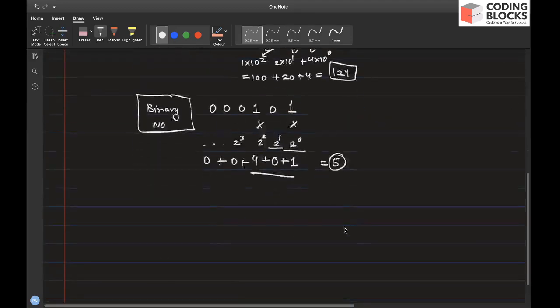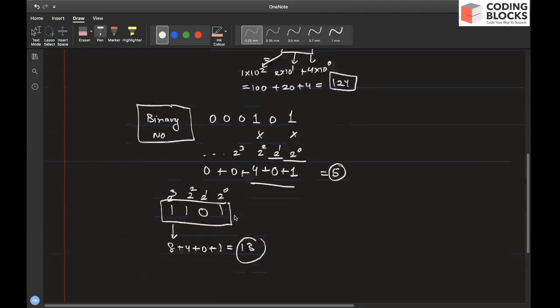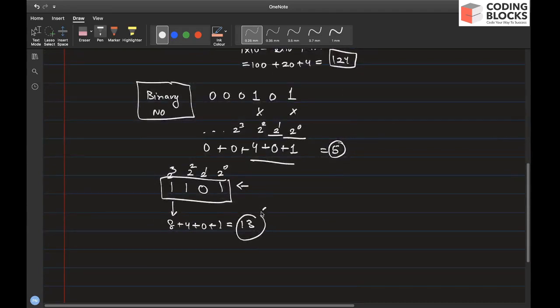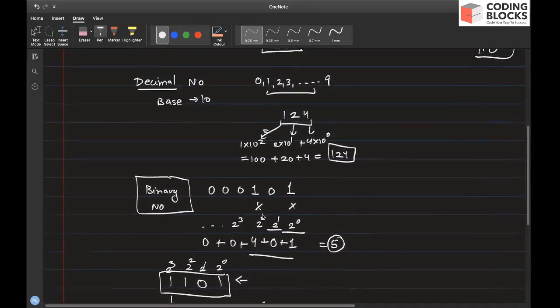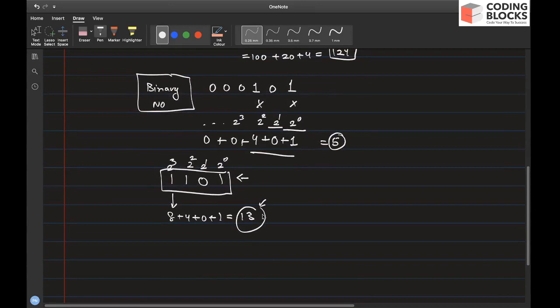Similarly, if I give you one more example, if the number is 1101, can you guess the equivalent number in decimal? This is 2 raised to the power 0, 2 raised to the power 1, 2 square, and 2 cube. So you will add 8 plus 4 plus 0 plus 1, which is 13. This is exactly how the number 13 is stored inside the memory of the computer, and this is the binary equivalent of 13. So you have learned how to convert a binary number into a decimal number.